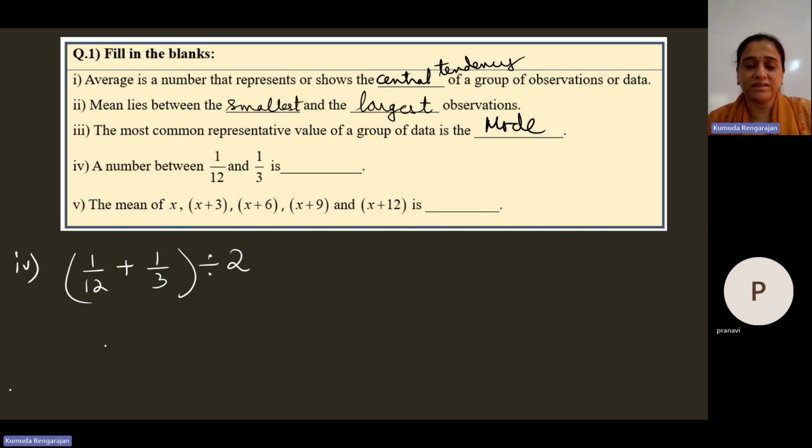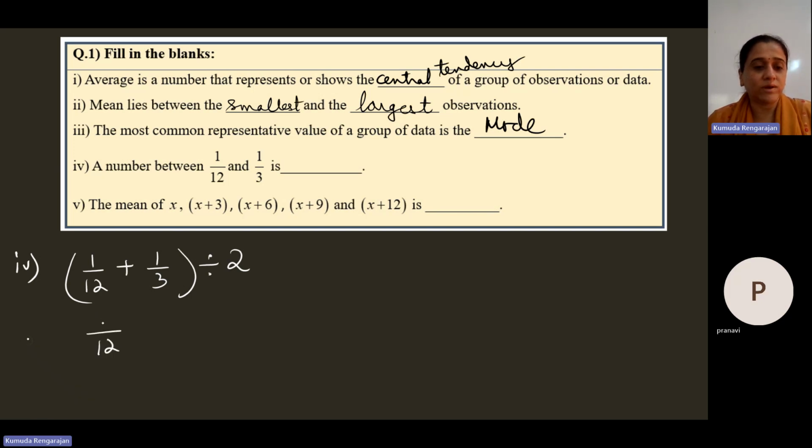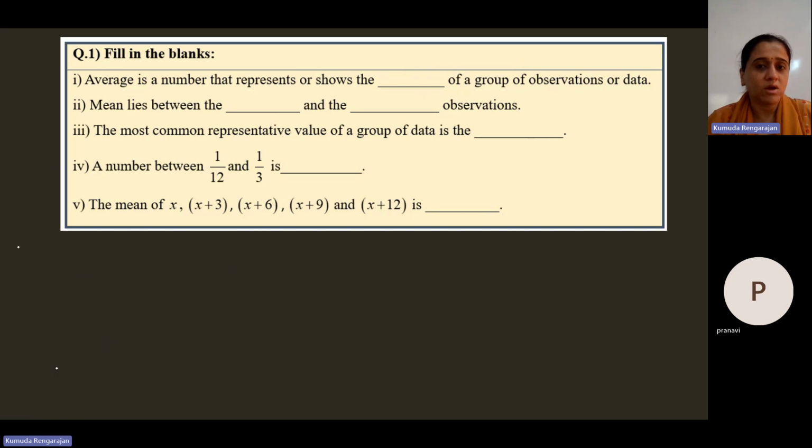So how do we add? You have to take the LCM, right? So LCM is 12. So it is 1 by 12 plus 1 by 3 into 4 into 4, right? Here it is into 1. You all know how to take the LCM and divide by 2, correct? 1 by 12 plus 1 by 3 divided by 2.